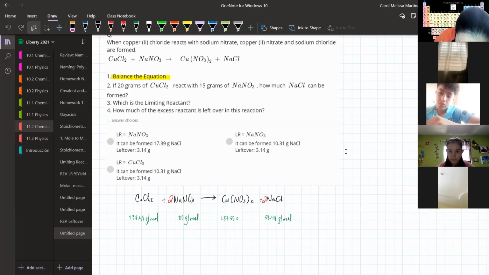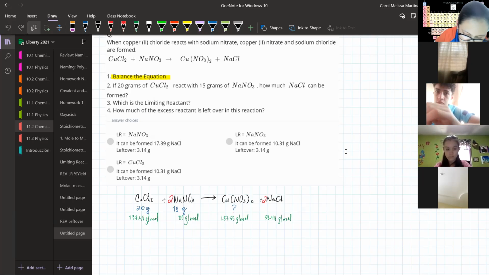187.55 grams per mole, though I didn't use it, okay? I just like to write all the information in my equation. Now, what are the givens? They are giving me 20 grams here, and they're giving me 15 grams of sodium nitrate. And they're asking me about sodium chloride. Okay? Also about the limiting reactant, etc., and the leftover.